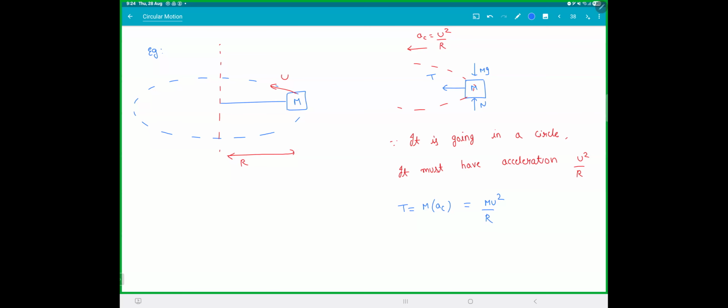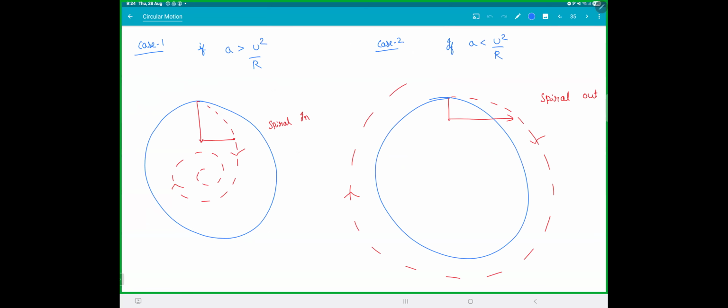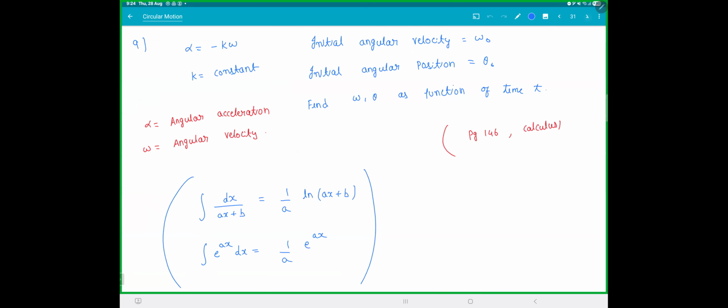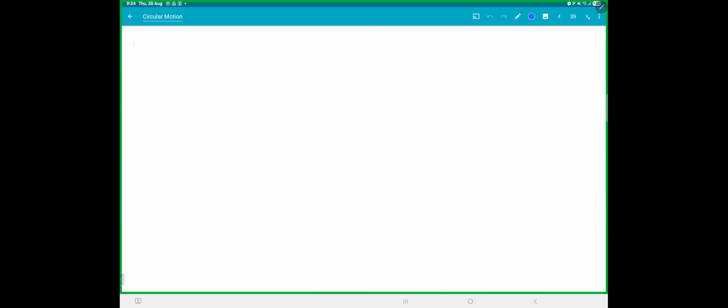We all started with one statement, speed is constant. And from there, we proved everything and said there should be an acceleration. So there is nothing called centripetal force. It is something we created. Let's do a question based on this.